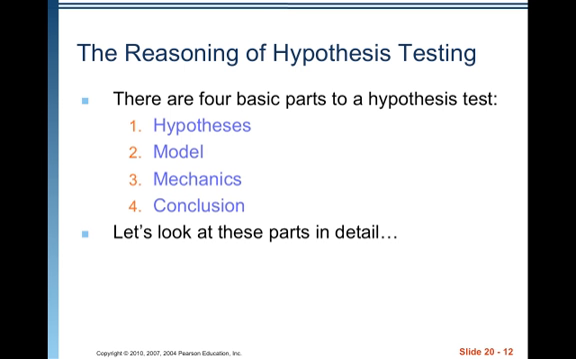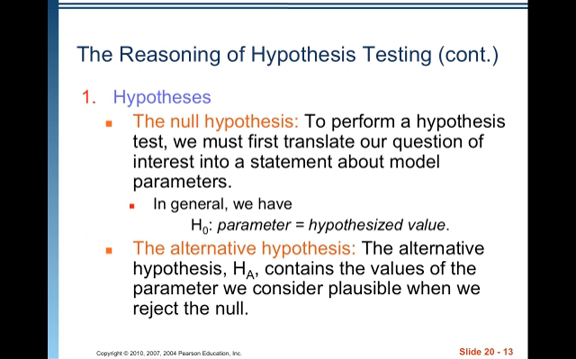There are 4 basic parts of a hypothesis test: hypotheses, model, mechanics, and conclusion. Let's look at these parts in detail. Hypotheses. You always list your null first and then your alternative. The null hypothesis. To perform a hypothesis test, we must first translate our question of interest into a statement about model parameters. In general, we have null hypothesis, H naught, parameter equals hypothesized value.